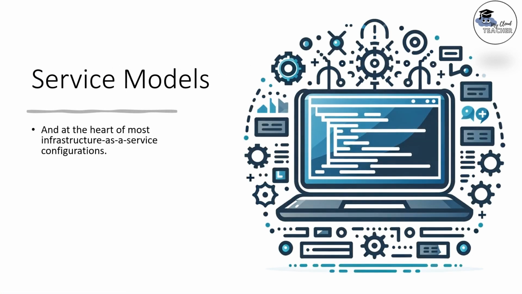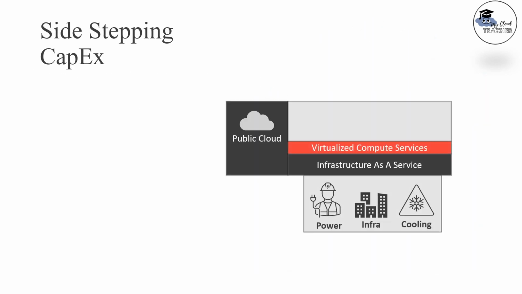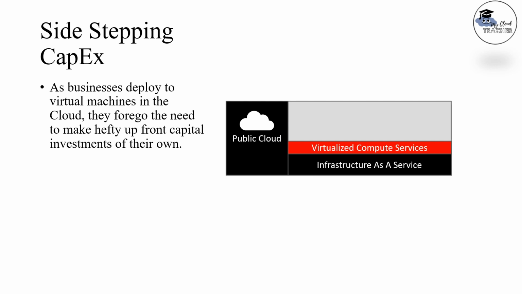And at the heart of most infrastructure as a service configurations is the virtual machine, or VM. Creating virtual machines in public cloud environments such as Amazon Web Services or Google Cloud Platform provides us with a familiar server with all of the features of a physical one. As businesses deploy to virtual machines in the cloud, they forego the need to make hefty upfront capital investments of their own.